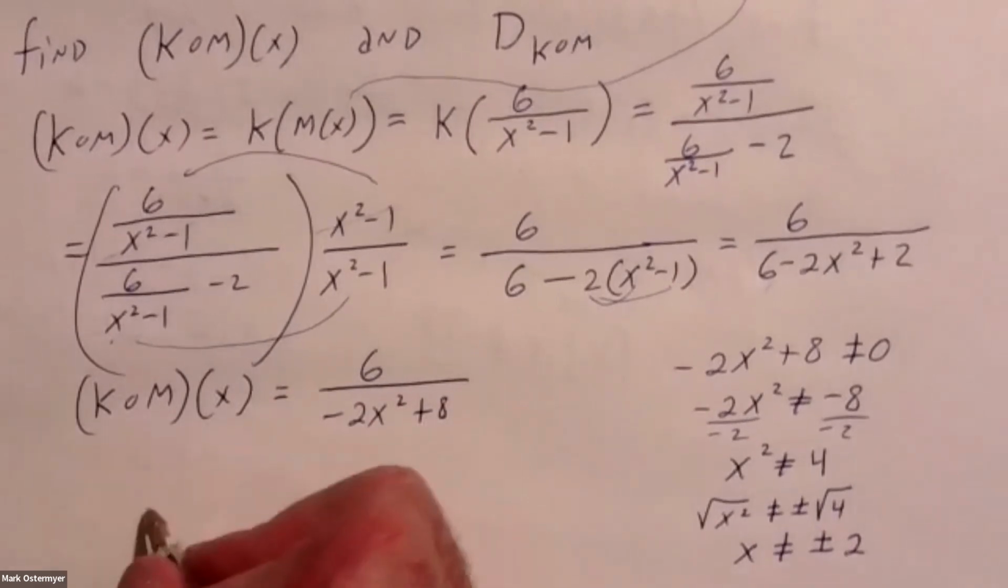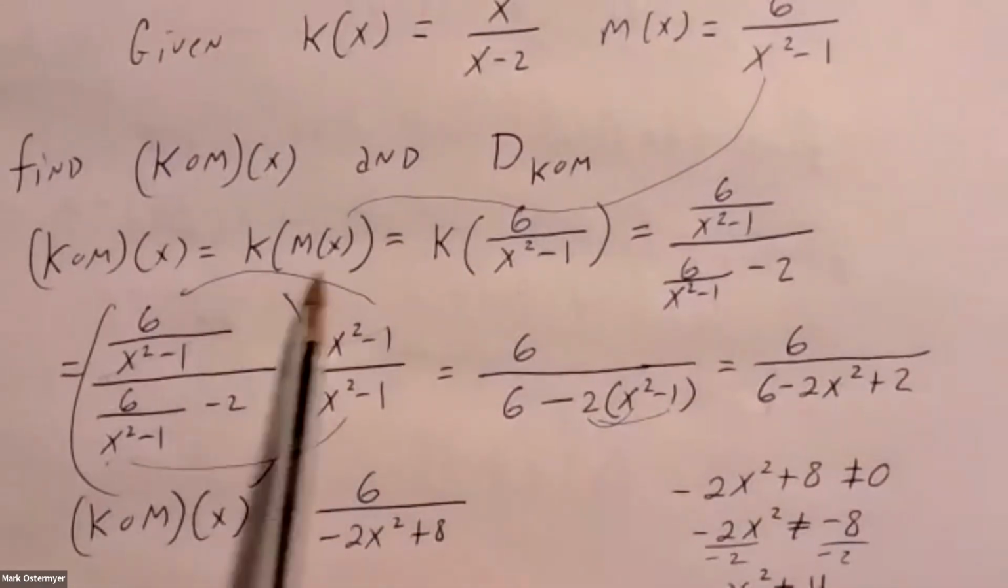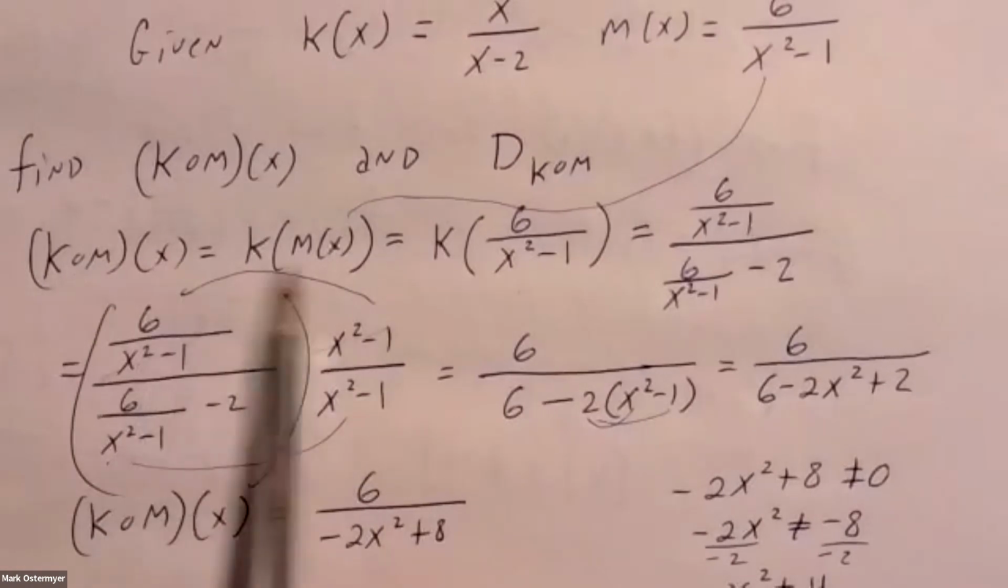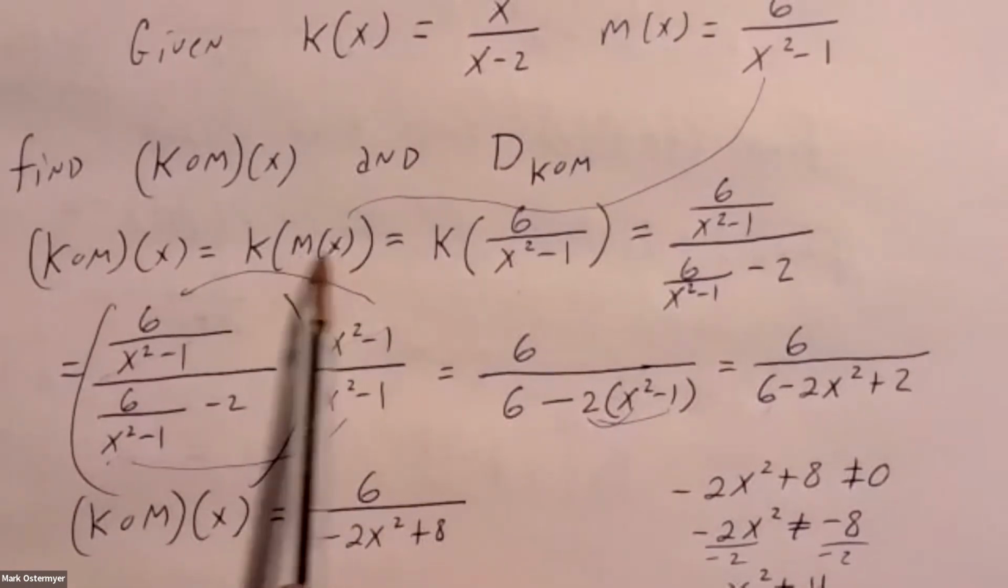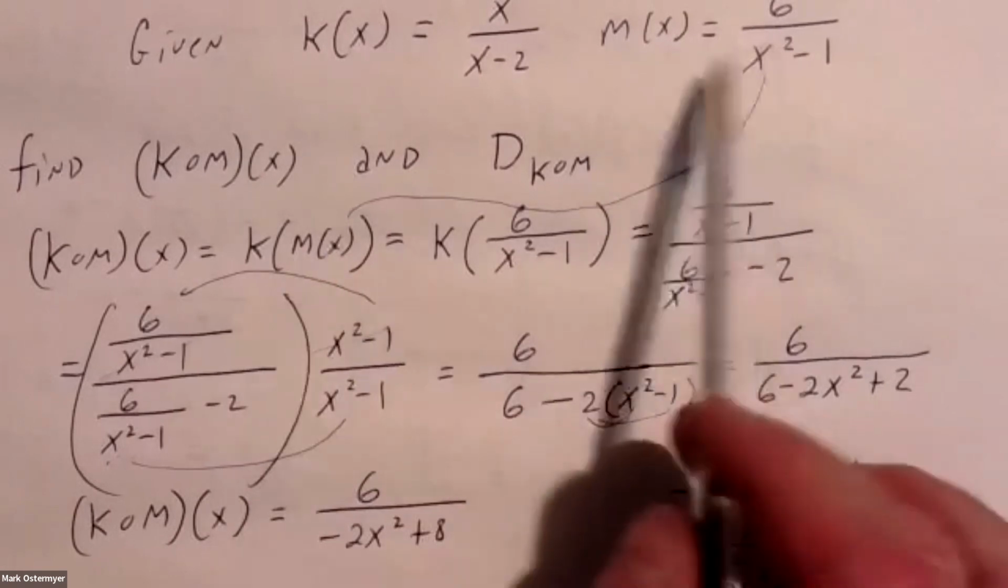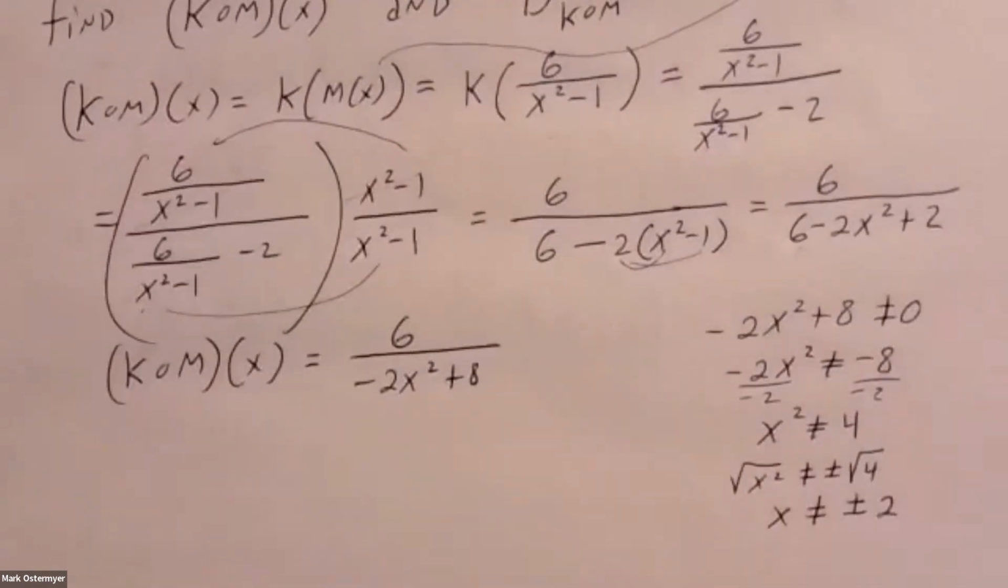Now, let's look at what's going on here. X goes into what function first for k composed with m of x? X is going to go into function m first. So maybe we better take a look at the domain of function m, which is up here. This is function m here. We better look at the domain of function m.